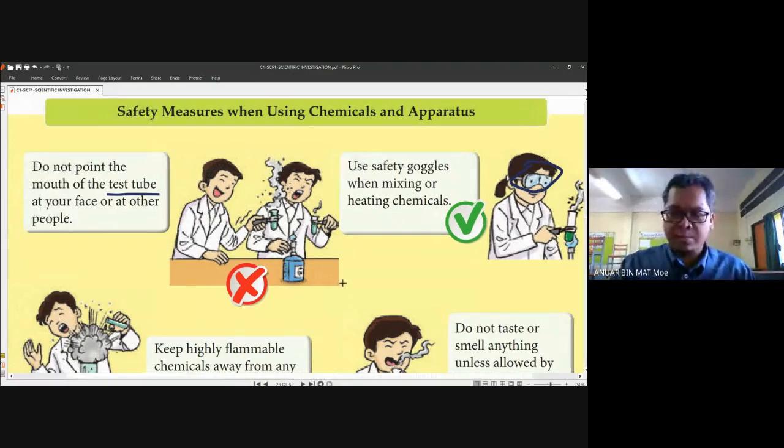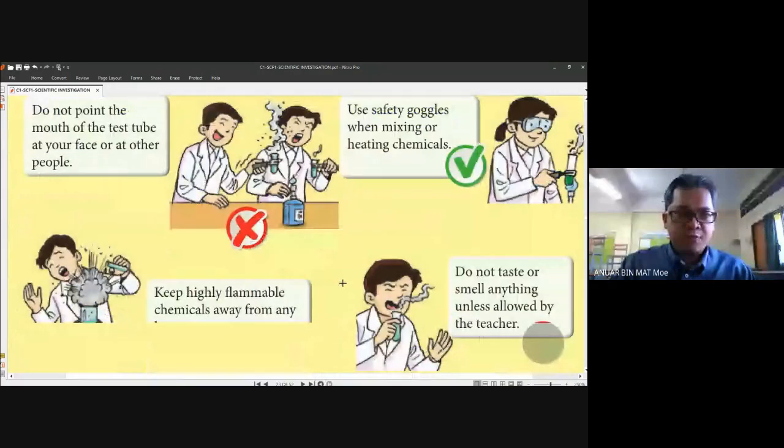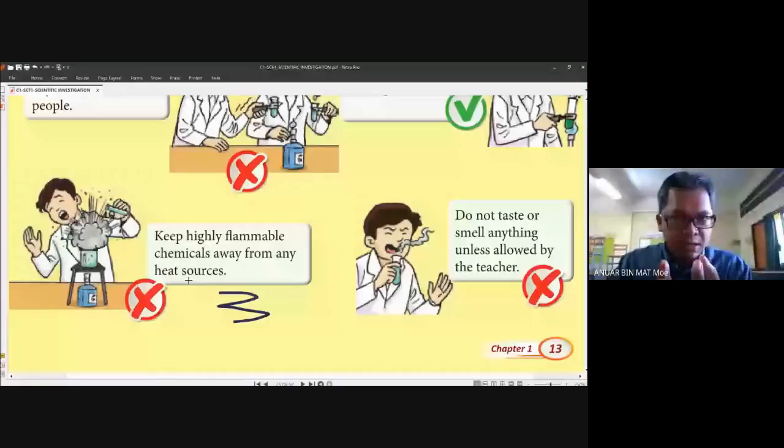All right. Number 3, keep highly flammable chemicals away from any heat sources. You still remember the label, the flammable and the explosive label. Make sure you understand that. Keep away from heat or fire, because if there is an explosion or things catch fire, it will hurt you. It will injure you. Okay.